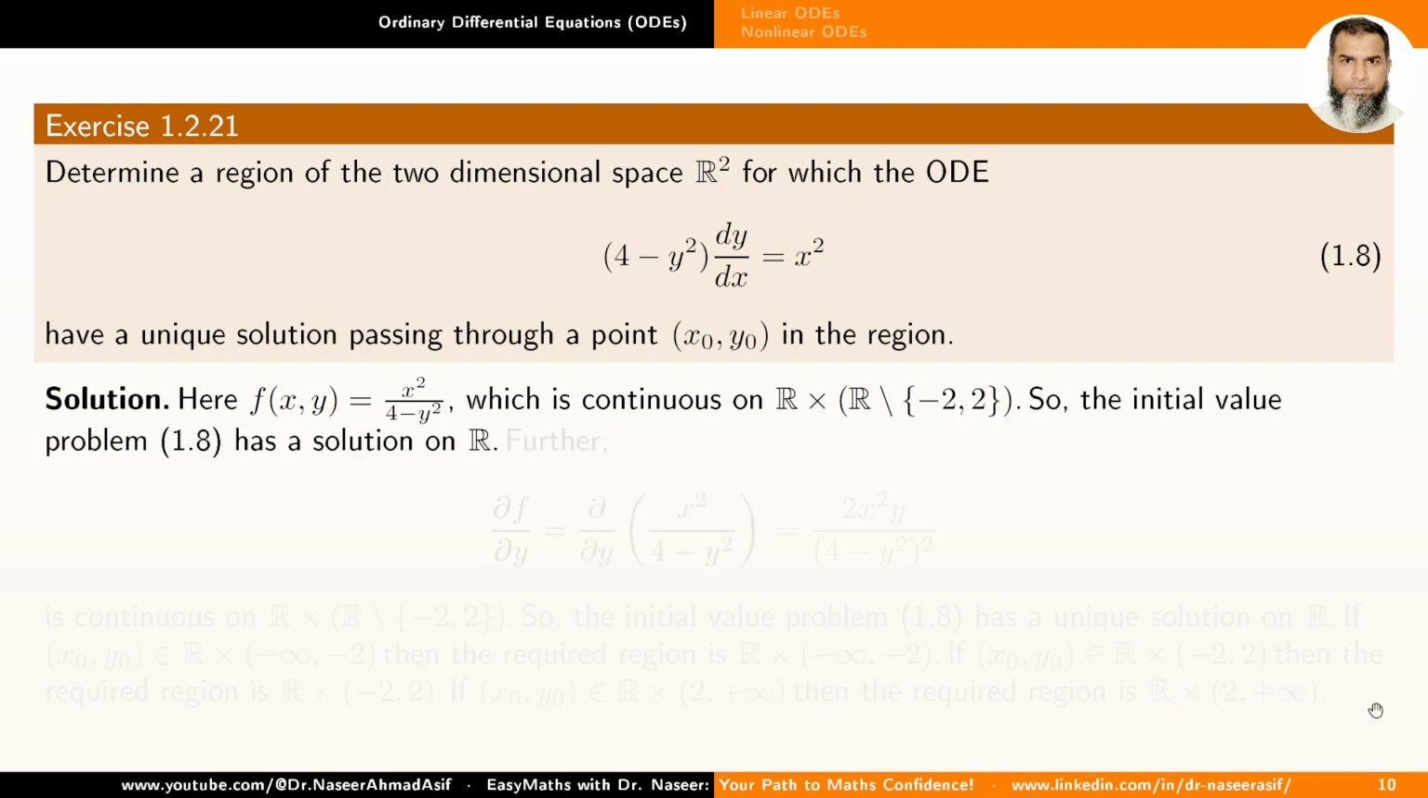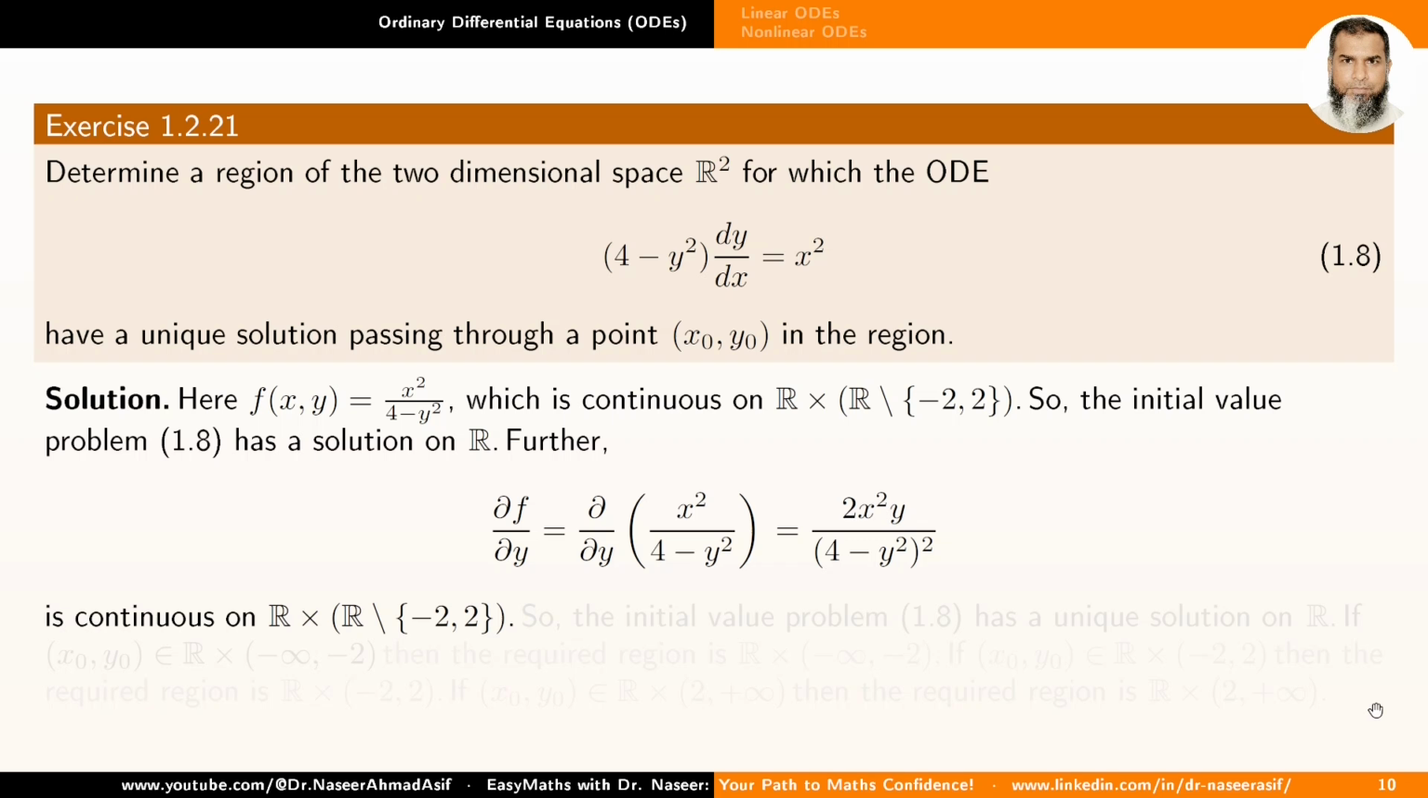So the initial value problem 1.8 has a solution on R, where the partial derivative of f with respect to y, of x square over 4 minus y square, is equal to 2x square y over (4 minus y square) squared, which is continuous on R cross R other than minus 2, 2. So the initial value problem 1.8 has a unique solution on R.